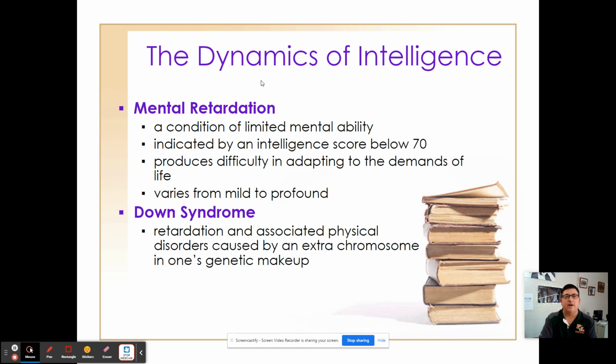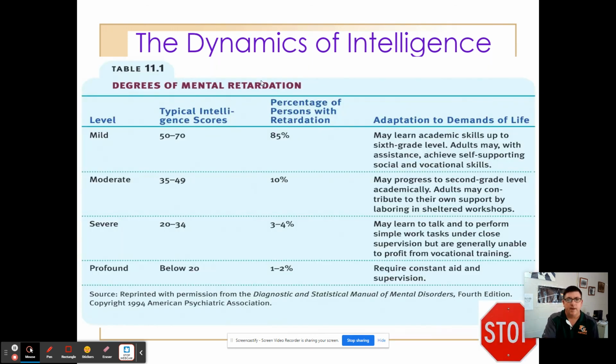Last couple slides here. Dynamics of intelligence. On the low end, we have mental retardation and Down syndrome. And obviously, if you get an IQ below 70, you're considered mentally MR. And here are some extreme levels of MR in our population.